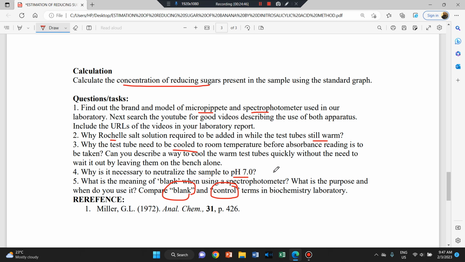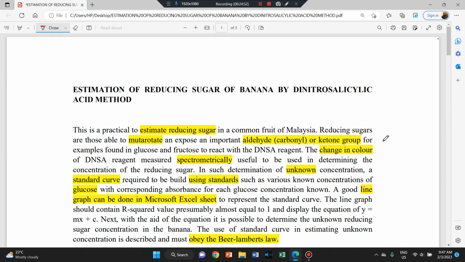And that's it. I have concluded the briefing for this practical, which is the practical of estimation of reducing sugar found in banana by dinitrosalicylic acid method. Thank you.